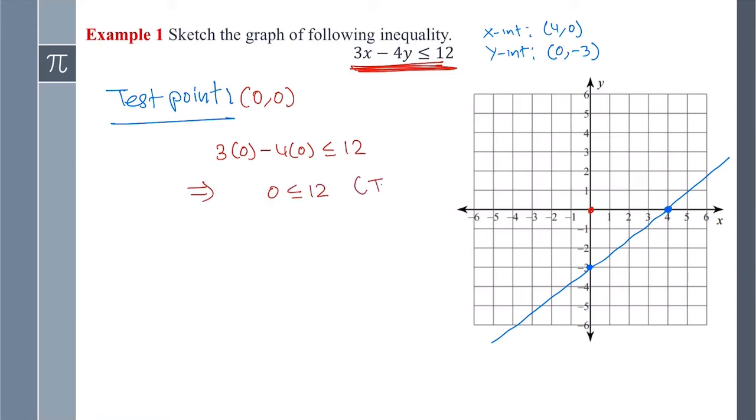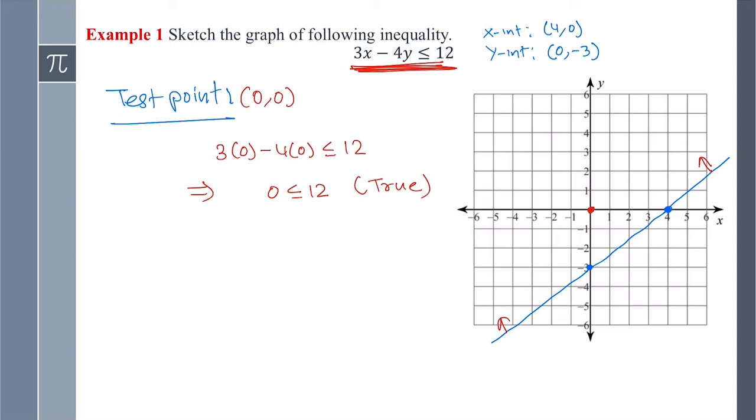And this is a true statement because 0 is less than 12. That means we can include this point in our solution set. Okay, if the statement is true, that point is included in the solution set. That means the solution is above this line.